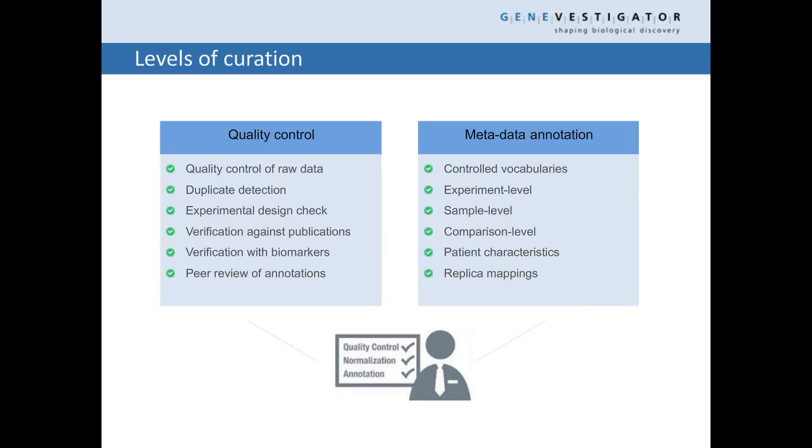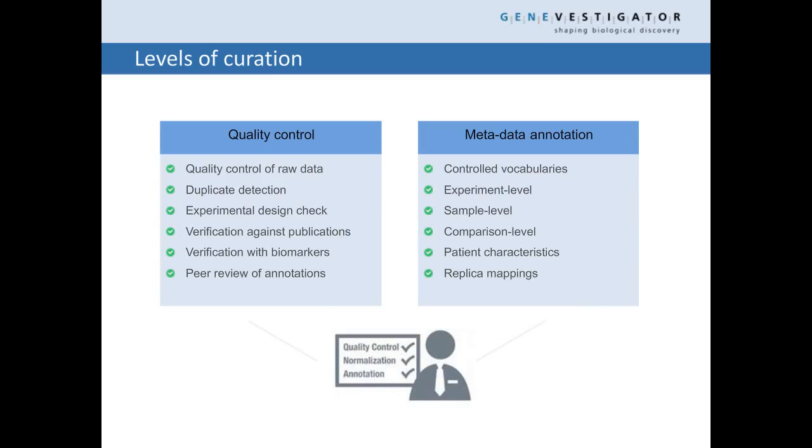We use occasionally also markers to verify some annotations, and of course an important part of it is to make sure that the work done by one curator is peer-reviewed by another curator, so that we can avoid errors that can be caused by human intervention. And the second level is on the level of the metadata. So all these samples need to be described properly, so we need controlled vocabularies that describe them using the same words. And we do that on the level of the experiment, on the level of the samples, and also on the level of the comparisons.